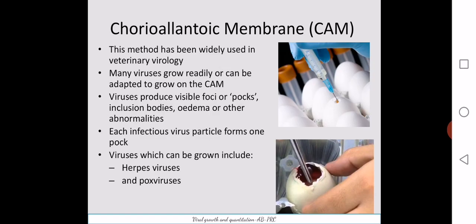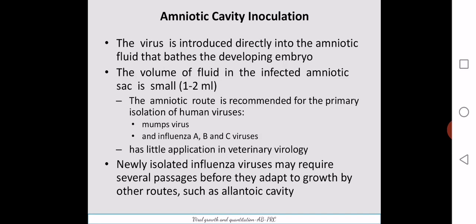If we are using the CAM, usually they produce a visible lesion called a pock, and these pocks could be used for the detection. Otherwise they form certain inclusion bodies or edema or some kind of abnormality. This could be detected on the chorioallantoic membrane as viral growth. Examples of viruses like herpes virus and pox viruses are cultivated on the CAM.